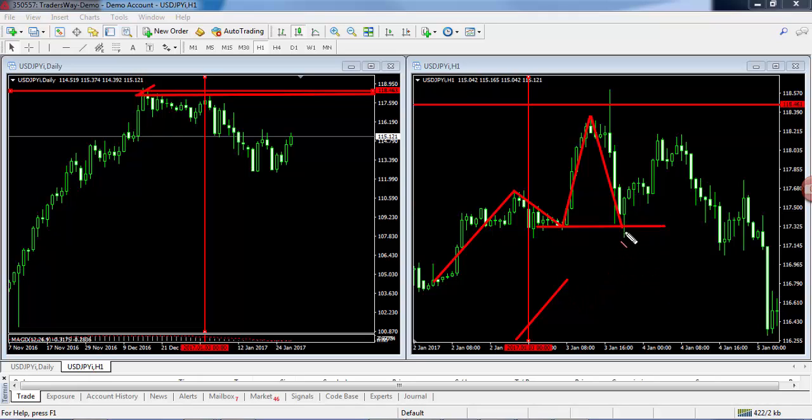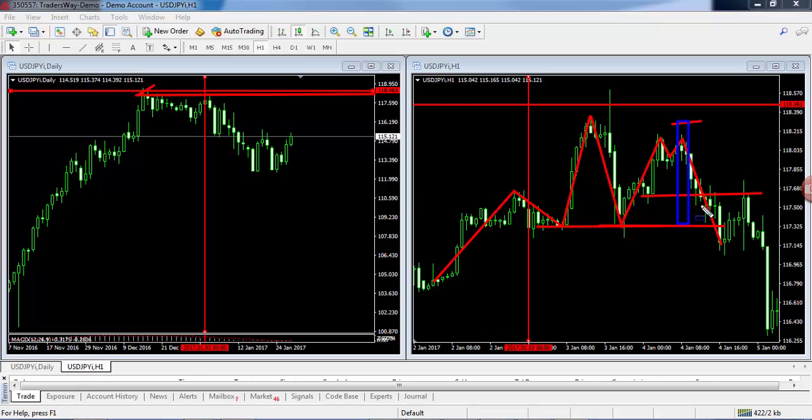So those are the clues that we have. Then we get a pullback, we get a reversal, we get a break of this support level, if you're looking for added confirmation. And then your only question is, at what price am I comfortable getting into the trade? Am I getting into it here, or am I going to get in at this past support becoming resistance with my stop loss here? Am I comfortable taking this amount of risk, or am I comfortable taking this amount of risk? That's the only question you ask yourself.